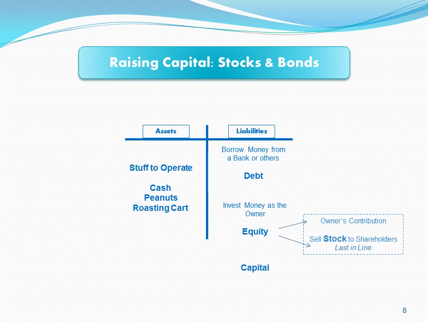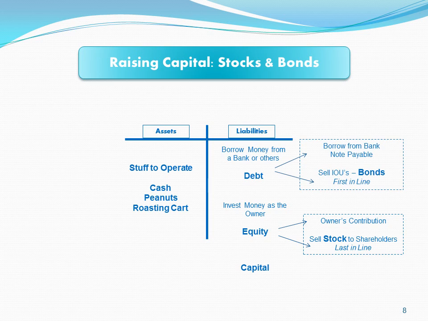So equity is the owner's contribution, and you can sell stock to shareholders. And of course, you're the last people to get paid. The owners are the last people to get paid. The debt, you can borrow from the bank as a note payable, or you can sell IOUs, which are called bonds. But if you, for some reason, had to sell off all your assets to pay back people, the debt holders would get their funds first, and the owners would get their funds last, if there was any left. So what we say is that equity holders are the last in line, and debt holders are the first in line.